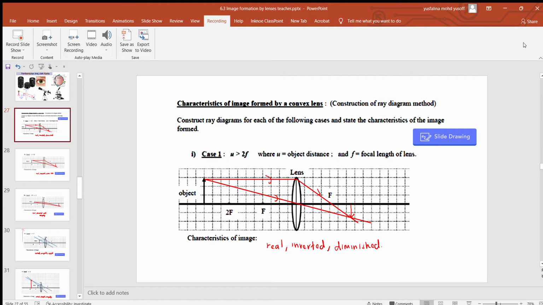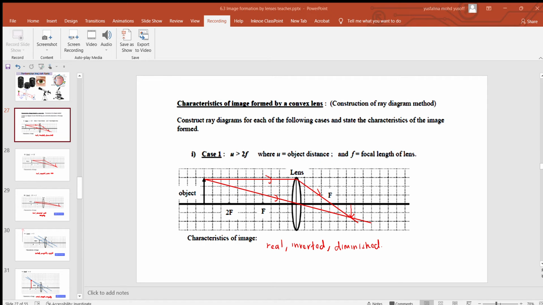Okay, good morning class. So today we will continue with our lessons on the characteristics of the image formed by a concave lens. Before we move to the concave lens, let's see the convex lens first, just a quick review.